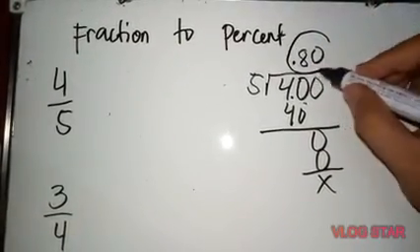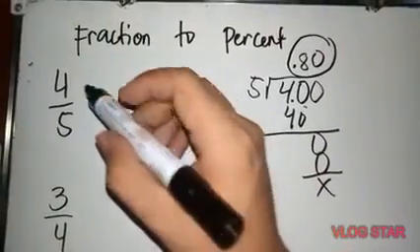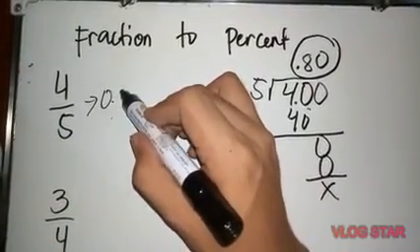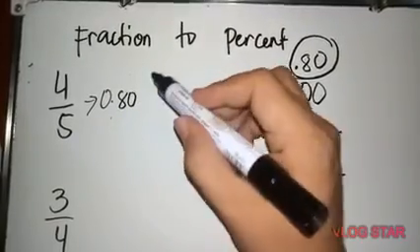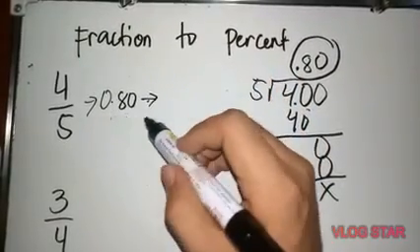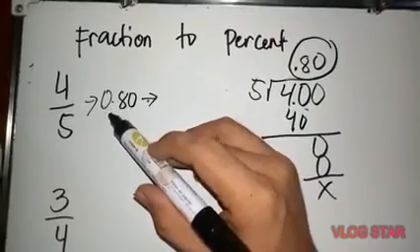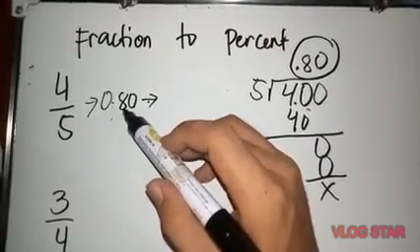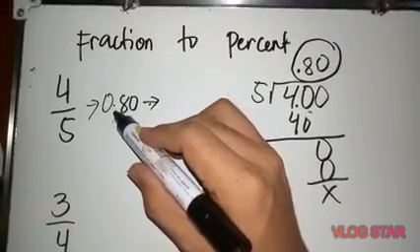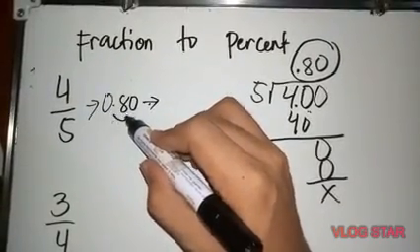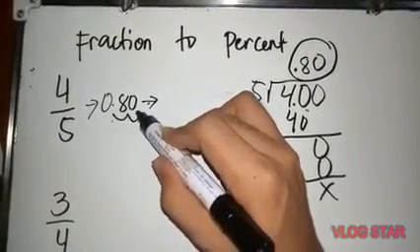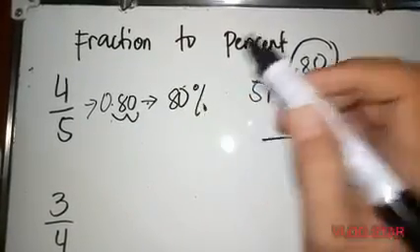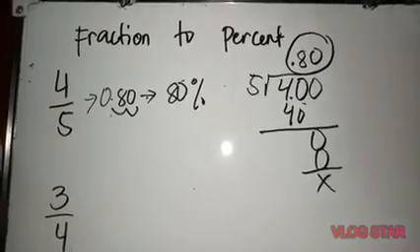So it means that 4/5 is equal to 0.80. Then when we write this in percent, just move the decimal point twice to the right, 1, 2. So 80, then add the percent sign.